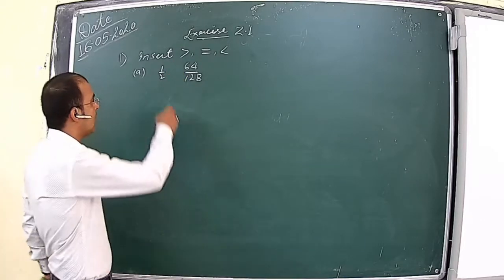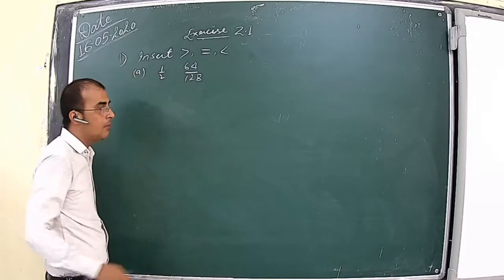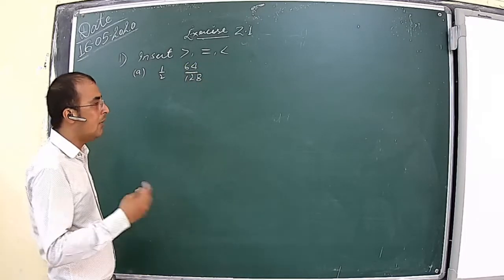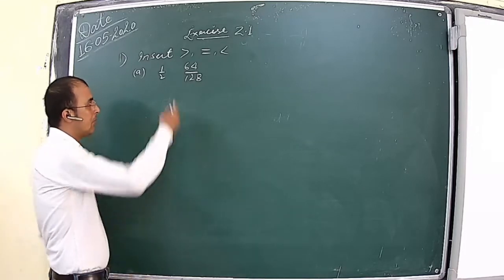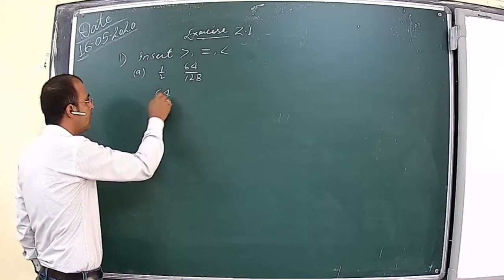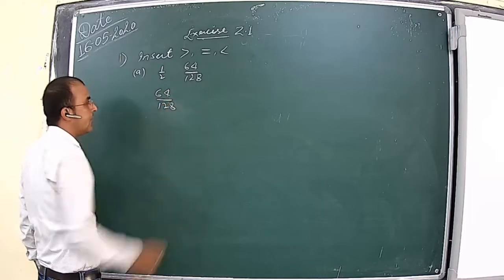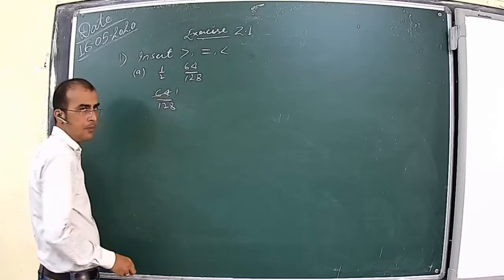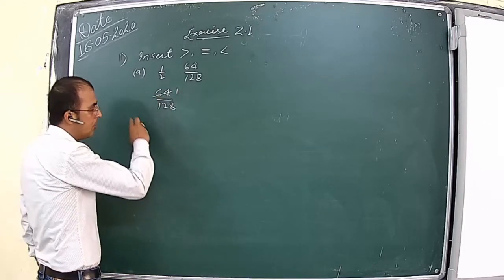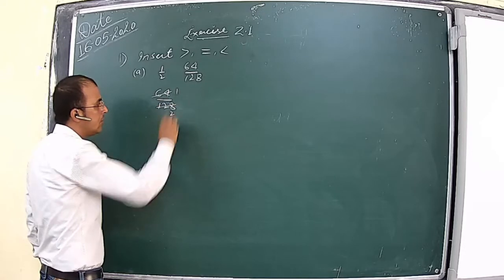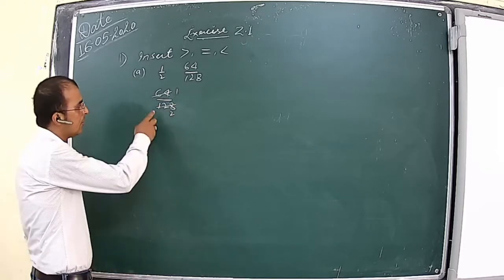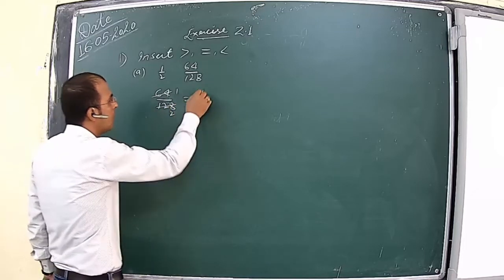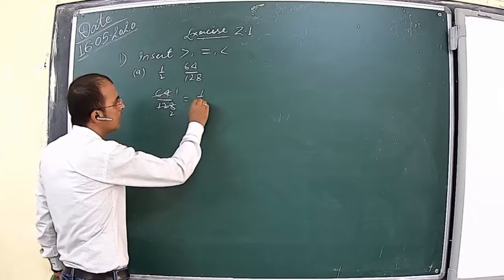First of all, 1 by 2 is given in simplest form. Now this other fraction we will write in lowest form. So what will be the lowest form? You can see 64 upon 128. 64 ones are 64 and 64 twos are 128. It means that the lowest form of 64 upon 128 will be equal to 1 by 2.